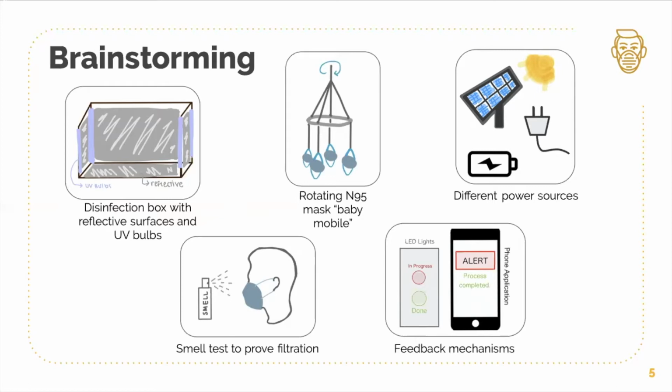We also wanted to make sure that all parts of the mask were being hit by the UV light, so we came up with a rotating baby mobile of N95 masks. We also wanted to integrate feedback mechanisms where there could be a red light illuminated when the UV disinfection is in progress and a green light illuminated when the procedure finishes. This could also be shown on a phone app with an alert. Finally, another improvement could be considering different power sources like solar or battery-powered systems, since some hospitals, especially those in rural settings, don't have reliable electrical power.